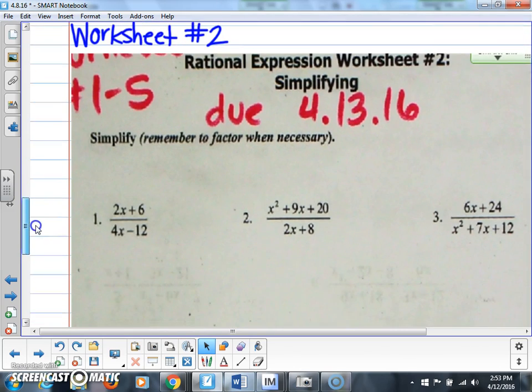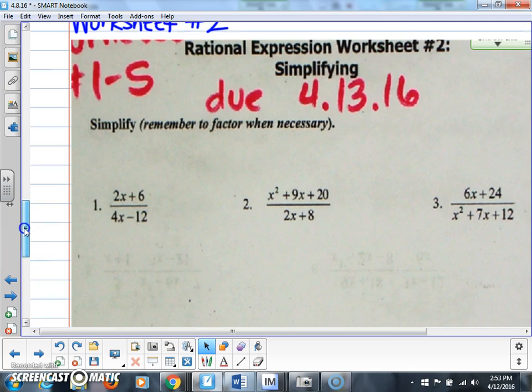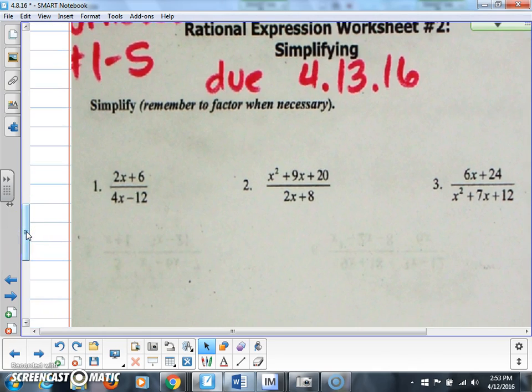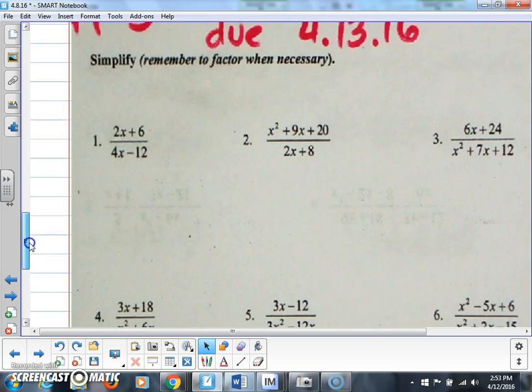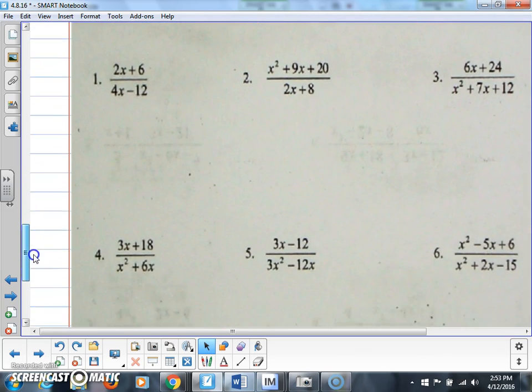All right, let's look at worksheet number 2. I think what I'm gonna do is record us for 1 through 5 and upload it, so you guys will be done. So you won't have homework, I guess. We're gonna do worksheet number 2, and we're gonna solve 1 through 5.